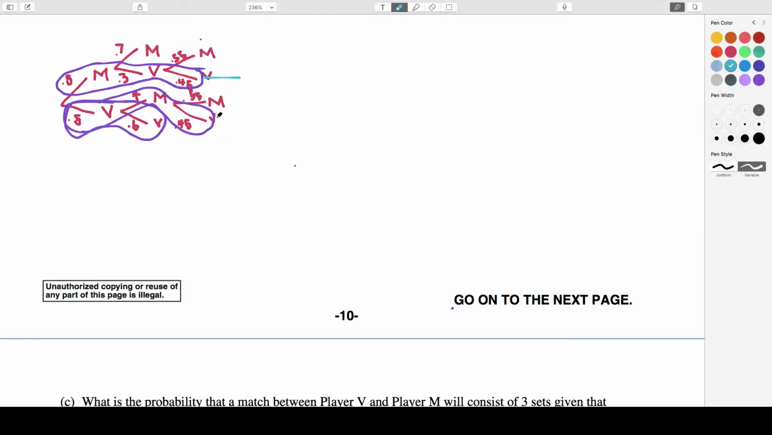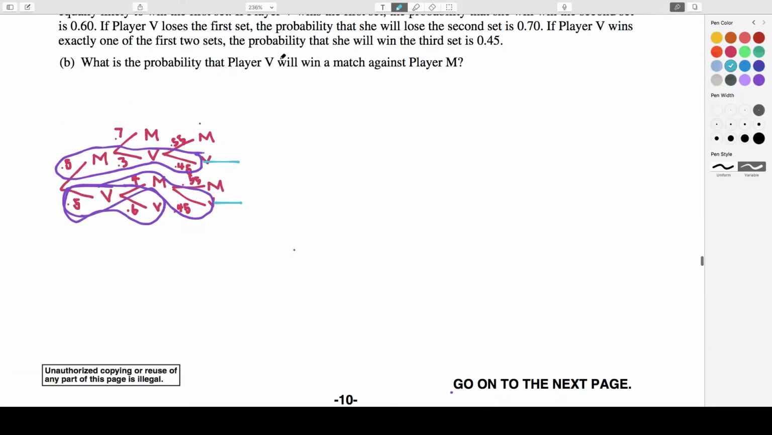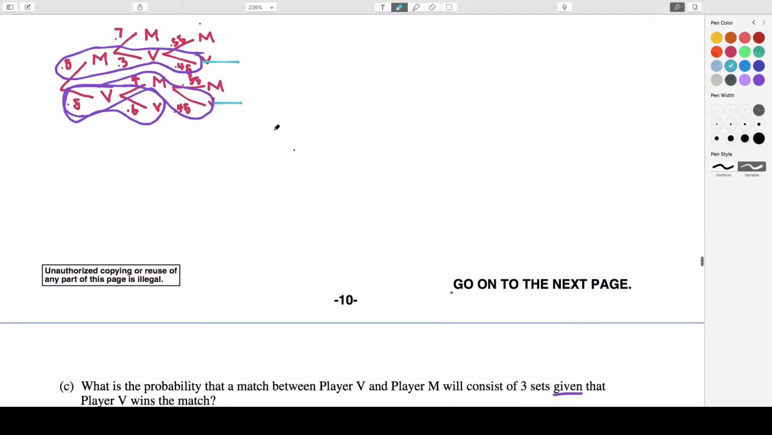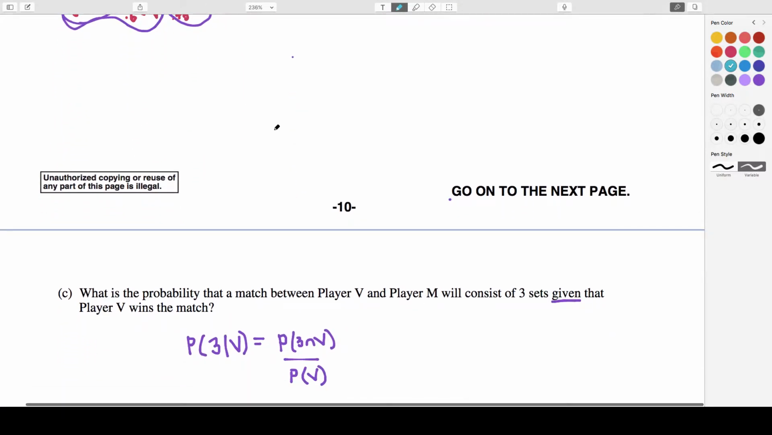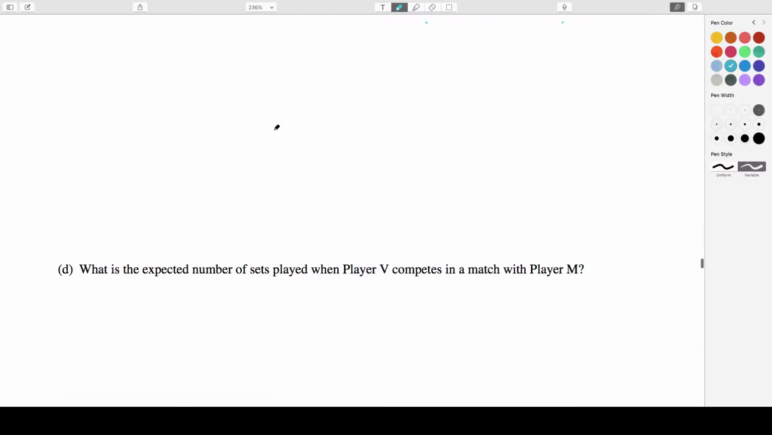This one and that one, right? 3 sets. Multiply and add them up. That's the top. And then what about the bottom? The probability of V wins? Guess what? We did that in problem B. Gee, these are way easier now that we know what we're doing. Just got to review. That's all. It's coming back.